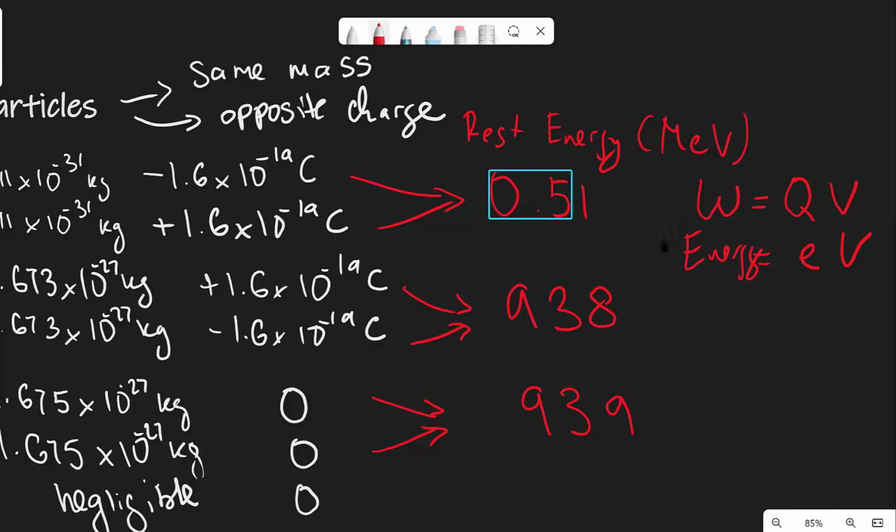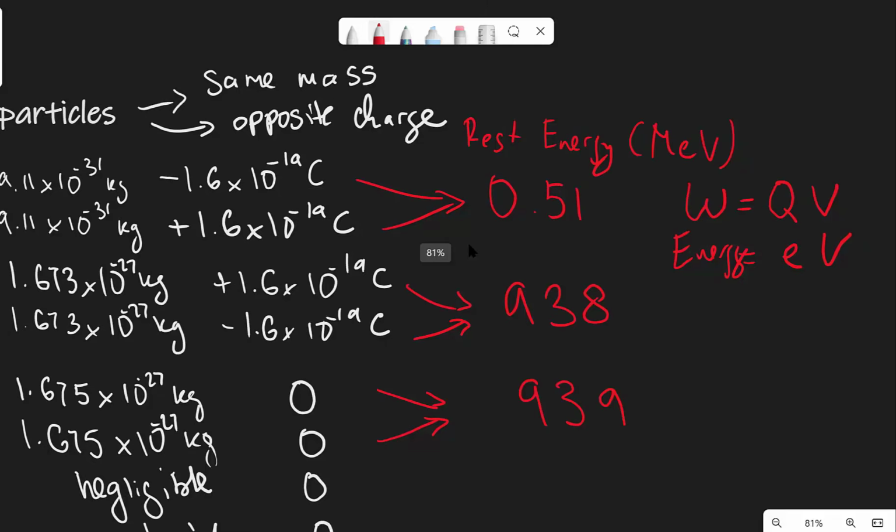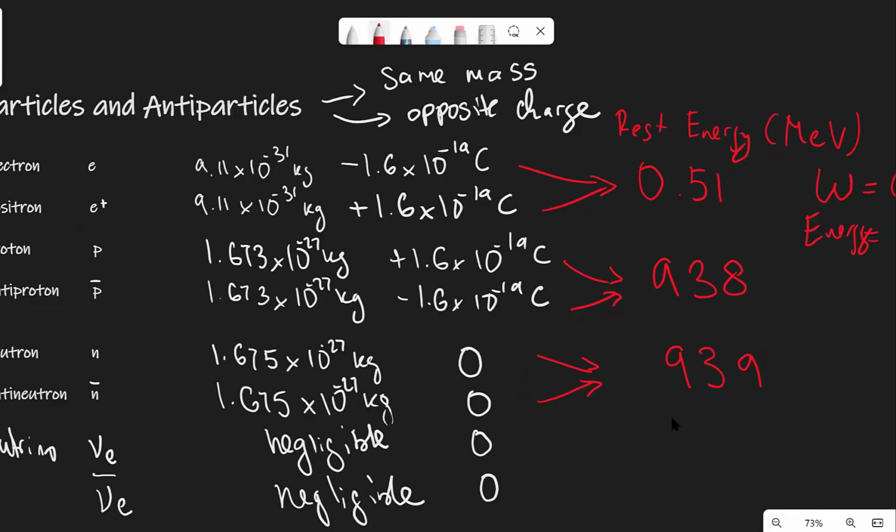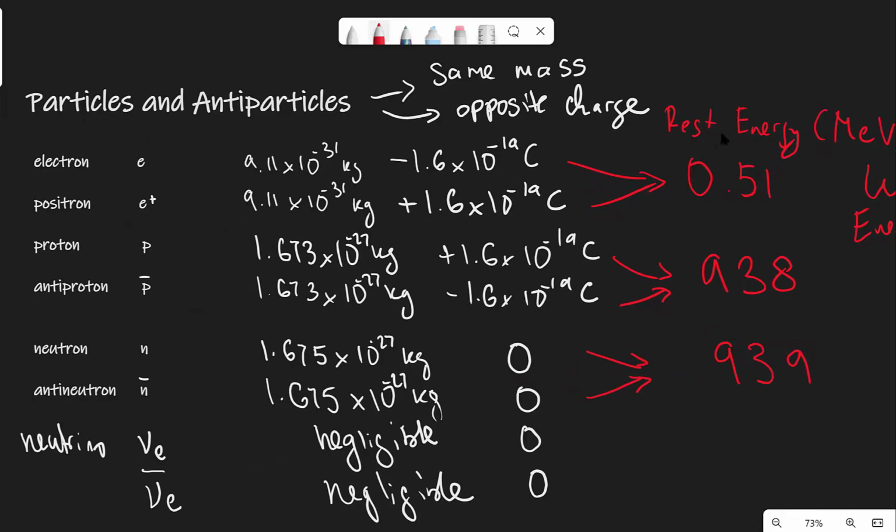So those two particles, which are the electron and the positron, should just zoom out a little bit, they actually have a rest energy of 0.51 mega electron volts. The proton and the antiproton around 938. For the neutron and the anti-neutron, it's around 939, so just a tiny bit higher.